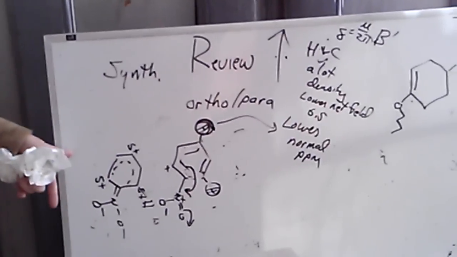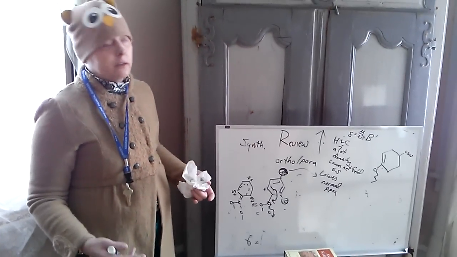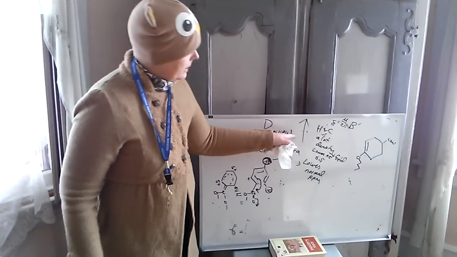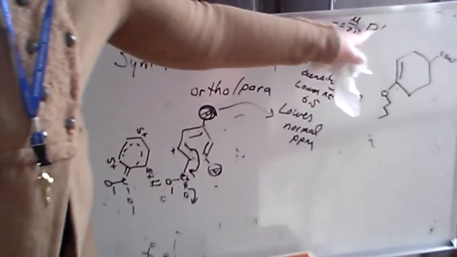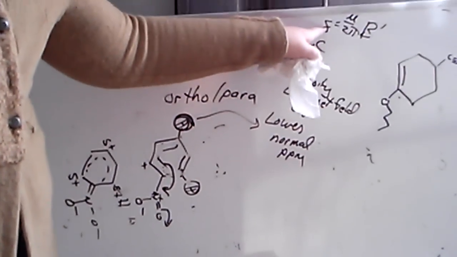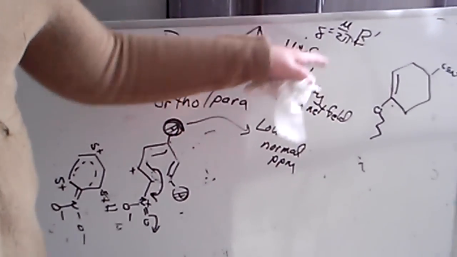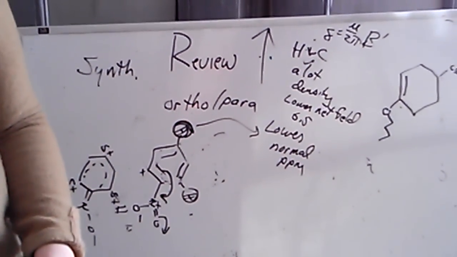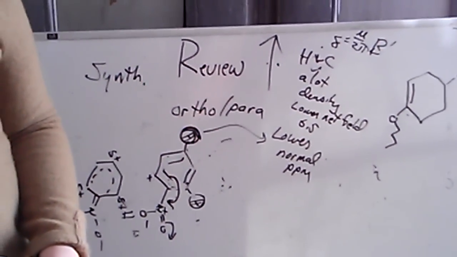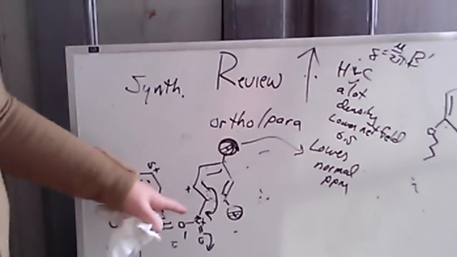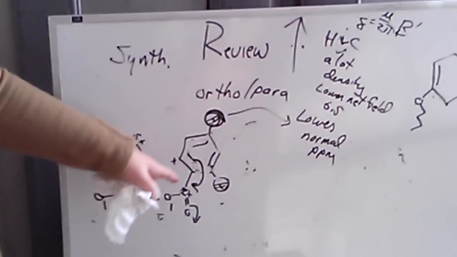Because what happens is when there's a lot of positive charge, there's less electron density, there's less of a field. If this is smaller, the net vector is bigger. If the net vector is bigger, then the delta goes up. And if the delta goes up, that means the ppm goes up.